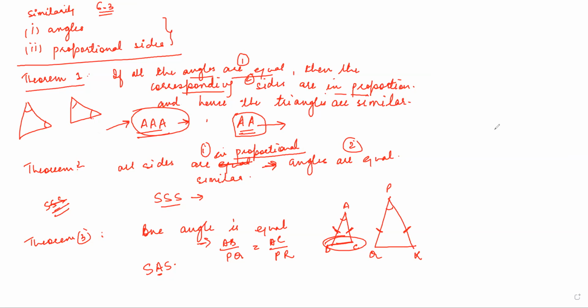And yeah, just one thing, how to name triangles, similarity. For example, I have a triangle ABC, right?